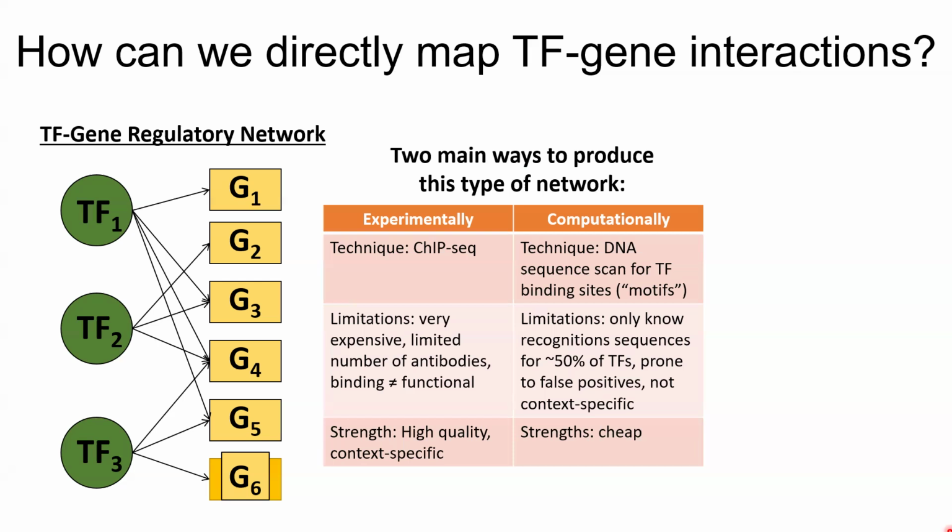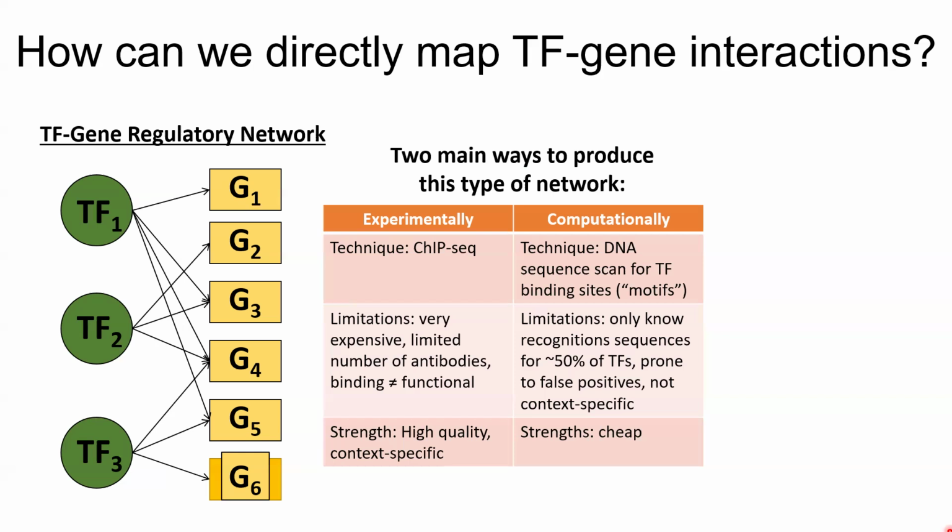The other way to build this map is through computational approaches. So for example, taking the known binding site of a transcription factor and scanning the DNA for instances of where that transcription factor might bind. If that transcription factor has a potential binding site in a gene, you can hypothesize that the transcription factor might regulate the gene. Now, there are still limitations.